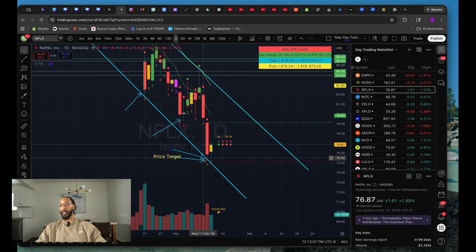Does this make sense, guys? If it does, let me know in the comments. So if you get in right here and you day trade it and you hold it until there, you can let your runners run until we get to the bottom of this trend line right here, and then you'll be able to maximize that profit. Okay?